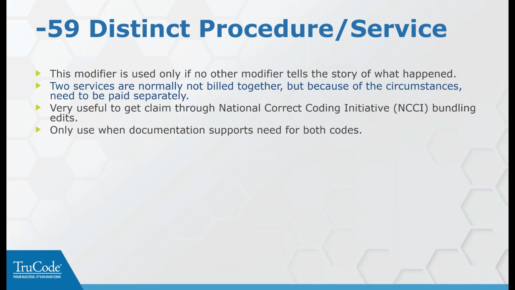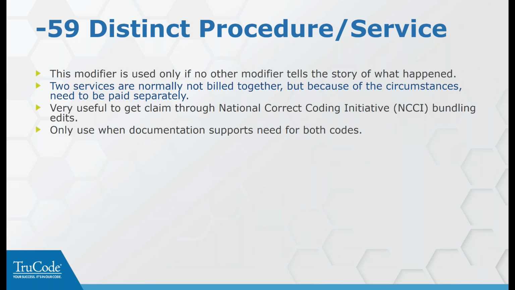Modifier 59 is another one of the most controversial of all of the modifiers. Basically, that is used only if no other modifiers tells the story, and it means that you have two services that are not normally billed together, but because of the circumstances, you have to do that, or basically you should be able to get paid separately because there are two different problems that day, two different body parts, whatever the reason might be. When you see your edits for bundling edits and you get a note that says you need to use a modifier to get past that, 59 many times will help you get past that.